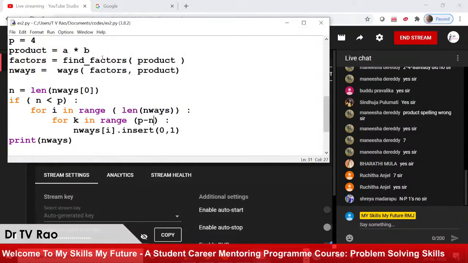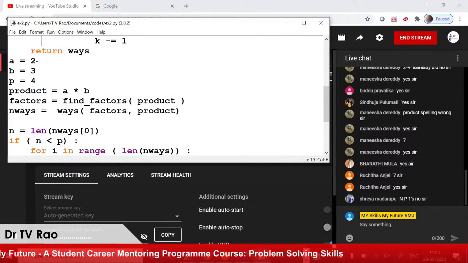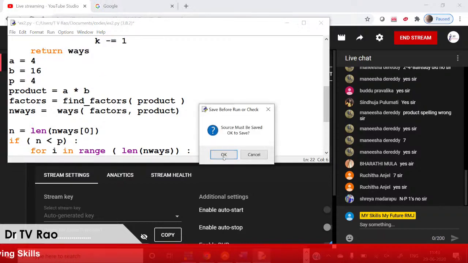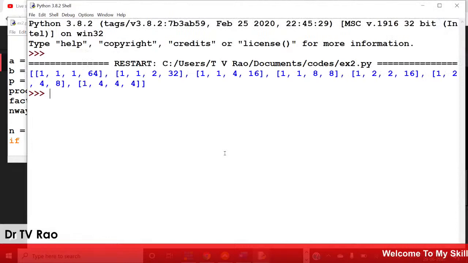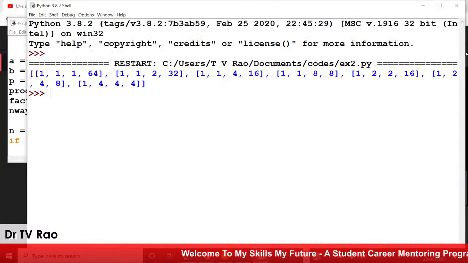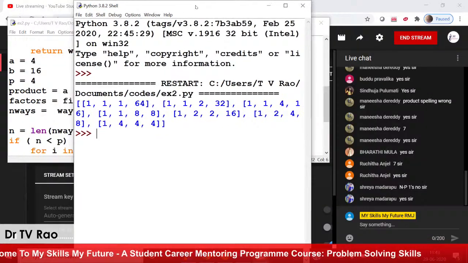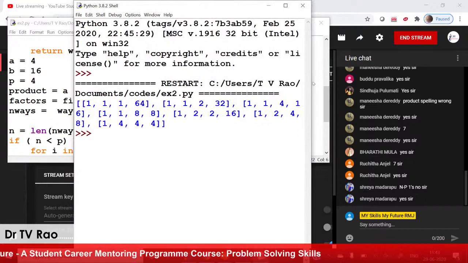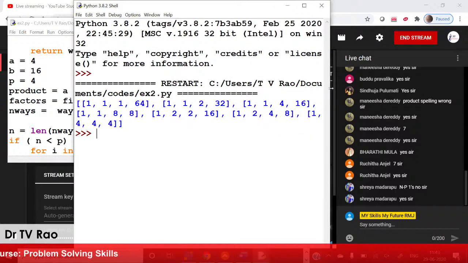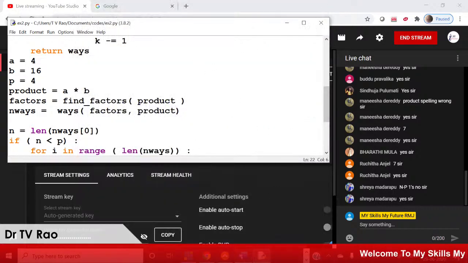Okay. Now let us take this as 4 and this as 16. Now each of the product should consist of 4 factors. Okay. So hope you understand it. Is this clear? If you understand this, let us move to next problem.